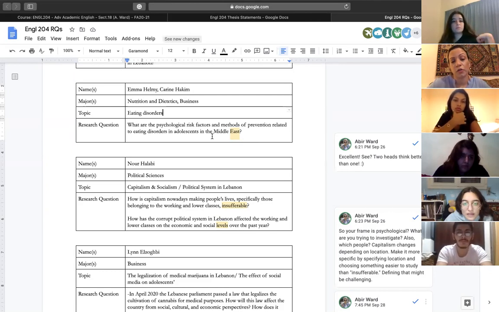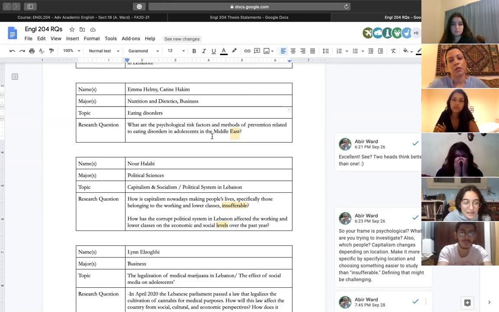I would also specify a country, because it might be a little bit difficult to tackle the Middle East as one homogeneous group. Among the different Middle Eastern countries, you cannot say the problems that we have in Lebanon are similar to the ones suffered in Jordan or Saudi Arabia or North Africa.